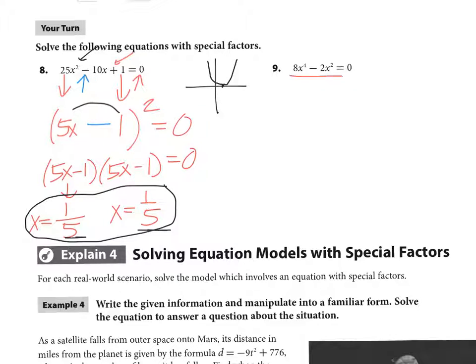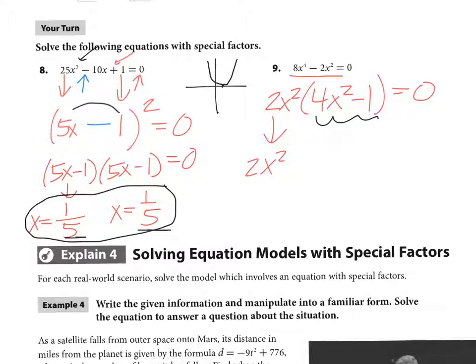Again, look for GCF. I can take out a 2x squared. 2 times 4 gives me 8. Took 2 of the x's out, that leaves 2 x's. 2 times 1 is 2, and then the x squared times 1 gives me the x squared. But then I can factor this. This is now difference of squares. So I have my GCF just comes down, 2x squared.